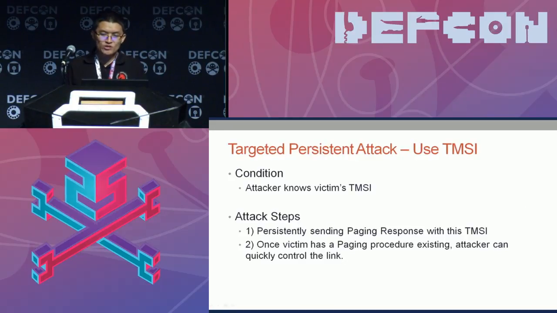Firstly, we can use TMC to attack the victim as we discussed. With this attacking method, we could constantly send in paging responses to the network using the victim's TMC. Once there is a call to the victim, the call procedure will set up. We can directly take over this procedure because we can respond to the paging request quicker than the victim. That also means we successfully perform a targeted attack.